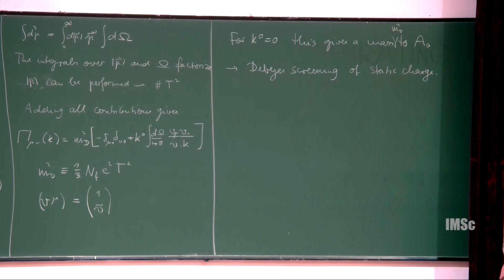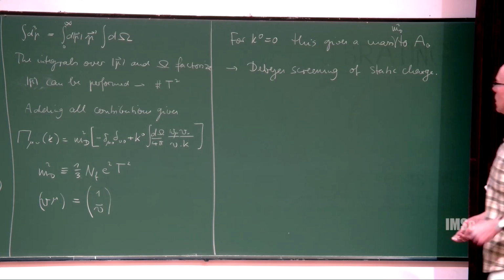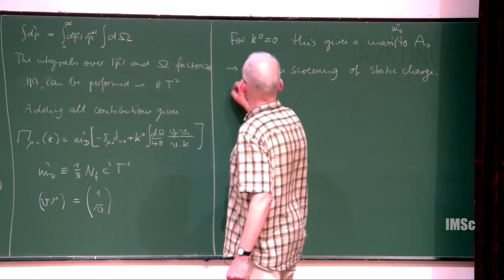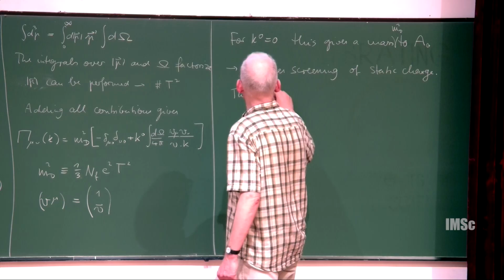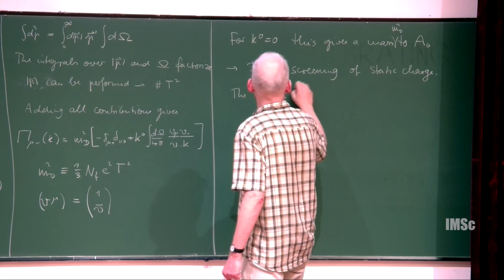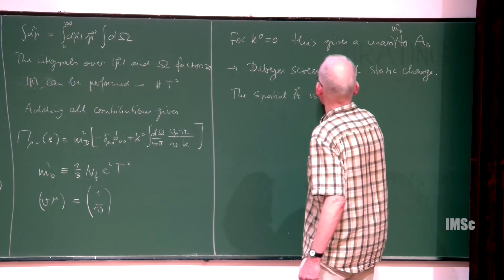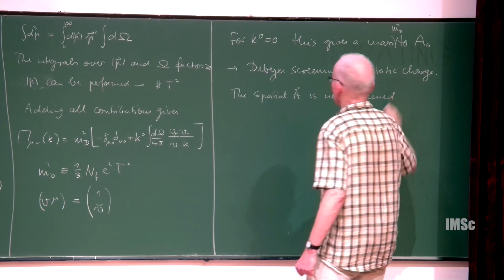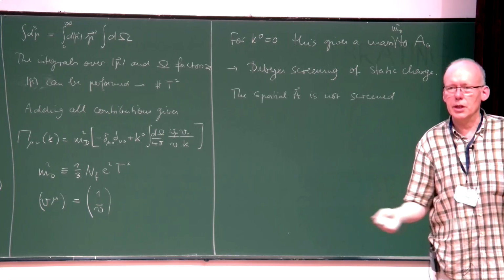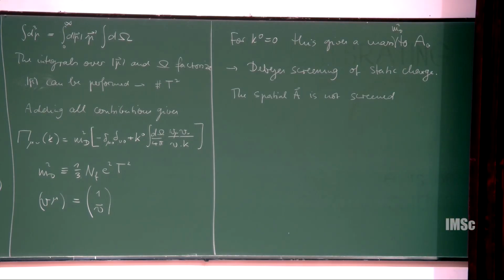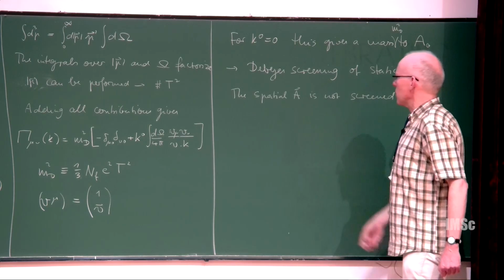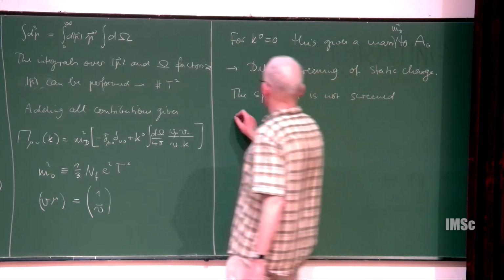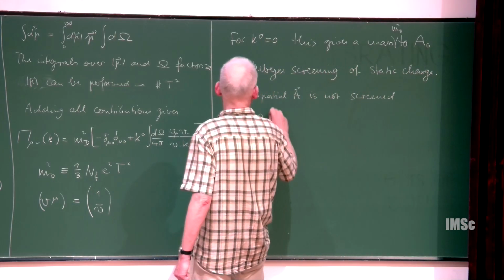But the spatial A is not screened. In particular, the magnetic field, which you get entirely from the spatial part here, is not screened, so there's no magnetic screening.